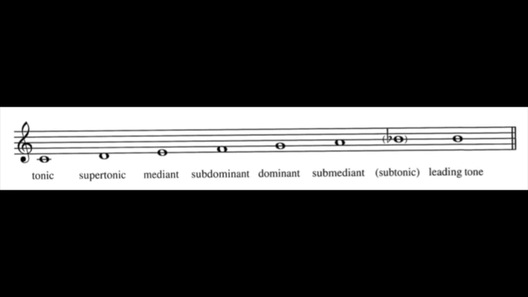So our first scale degree is the tonic. Above that, degree 2, the supertonic. Degree 3, the mediant. Degree 4, the subdominant. Degree 5, the dominant. Degree 6, the submediant.